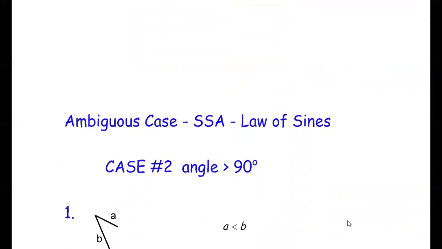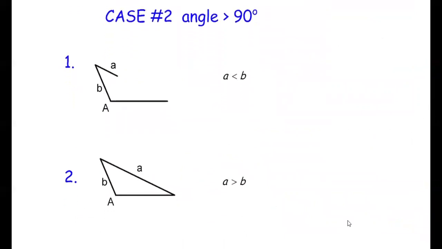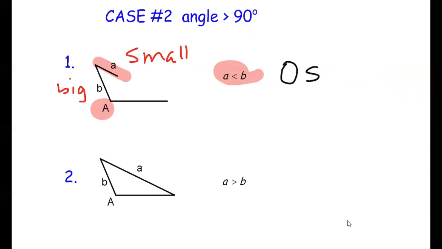So let's go up and try some problems. Oh, before we do that, if A is an obtuse angle, this part's easy. If A is obtuse, and you have that A is smaller than B, so if this angle is obtuse and this side is small versus this side is big, that is an impossibility, right? If you have an angle that's bigger than 90 degrees, it should be the biggest angle in a triangle, which means it should be across from the biggest side. And so if it's not, you have 0 solutions.